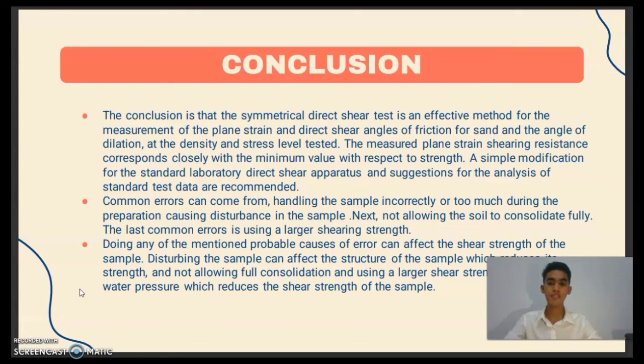Common errors can come from handling the sample incorrectly or too much during the preparation, causing disturbance in the sample. Next, not allowing the soil to consolidate fully. And the last common error is using a larger shearing strength. Doing any of the mentioned probable causes of error can affect the shear strength of the sample. Disturbing the sample can affect the structure of the sample, which reduces its strength, and not allowing full consolidation and using a larger shear strength increases pore water pressure, which reduces the shear strength of the sample.